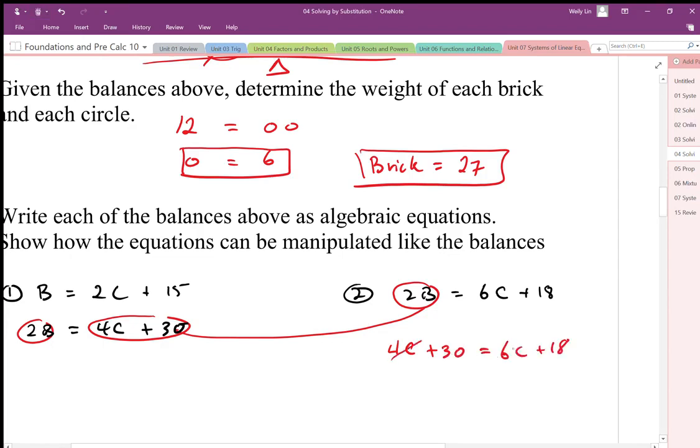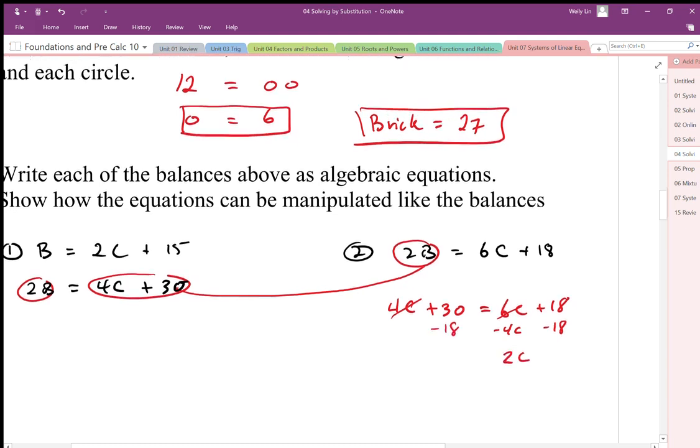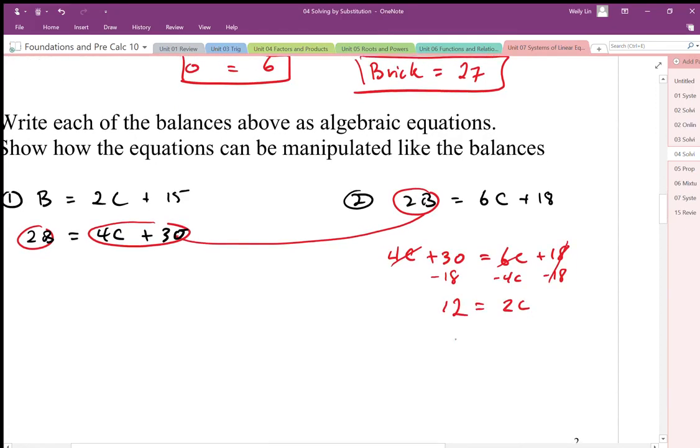Take away 6 circles from both sides. I end up with 2 circles. I take away 18 from both sides, keeping track of my balance. That's going to equal 12. 2c equals 12, so one circle, divided by 2, is equal to 6.